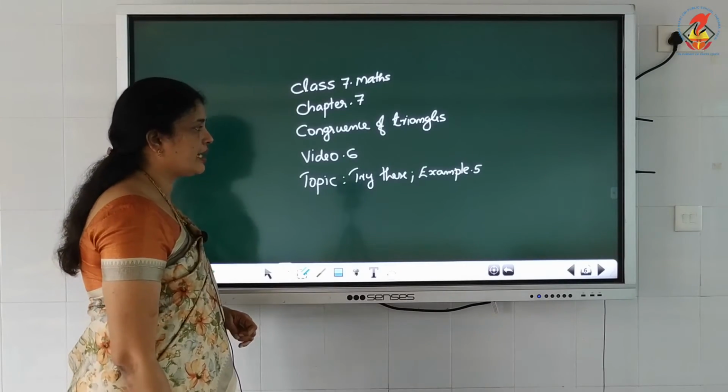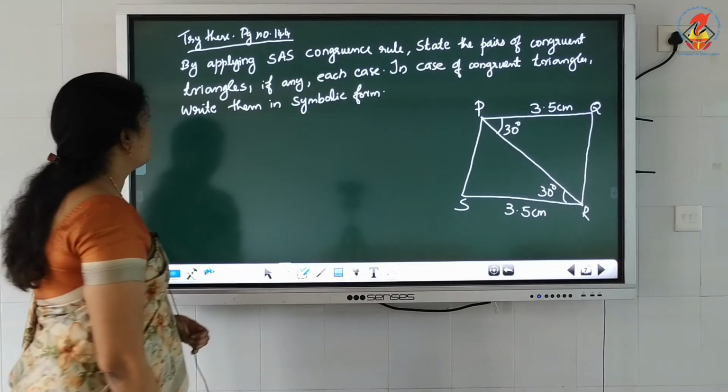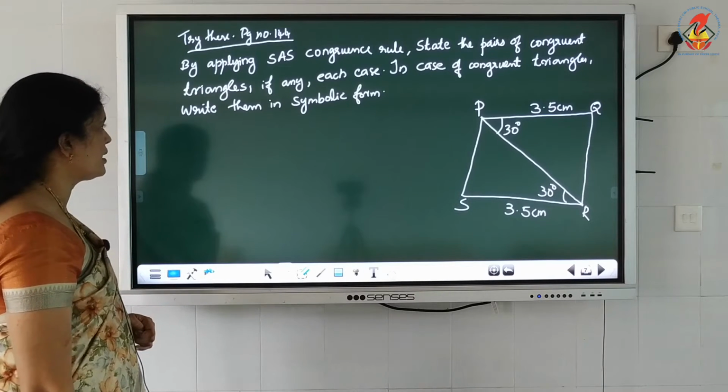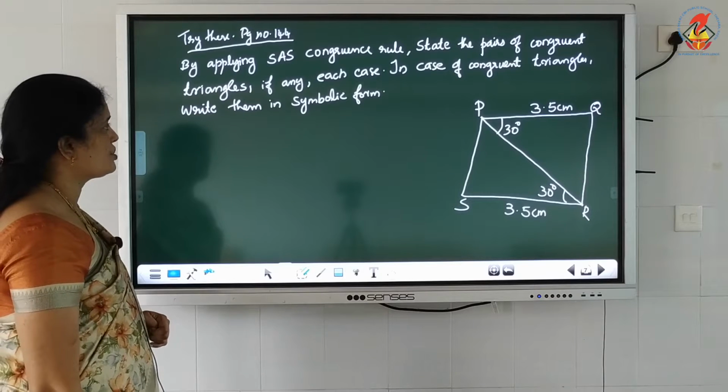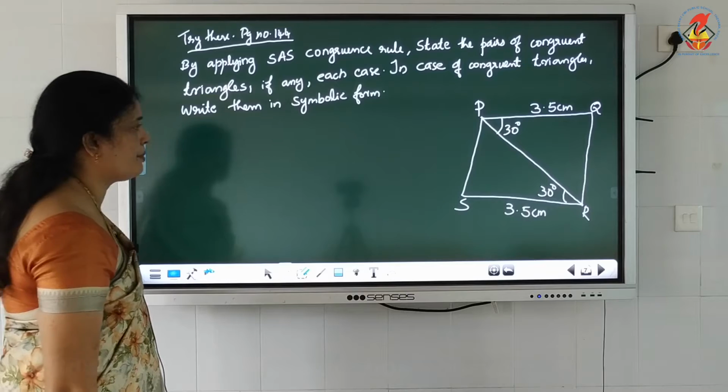Next topic, try this Example 5. By applying the SAS congruence rule, state the pairs of congruent triangles, if any, in each case. In case of congruent triangles, write them in symbolic form.